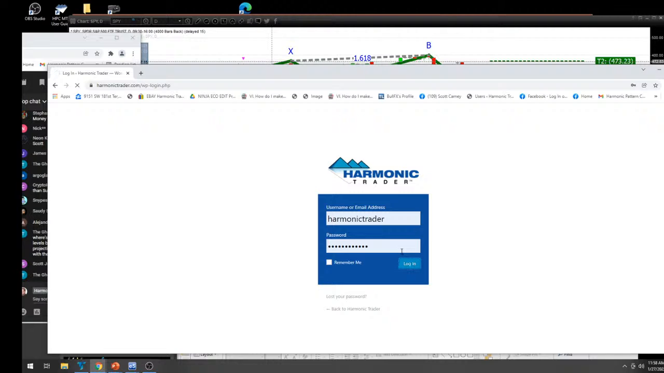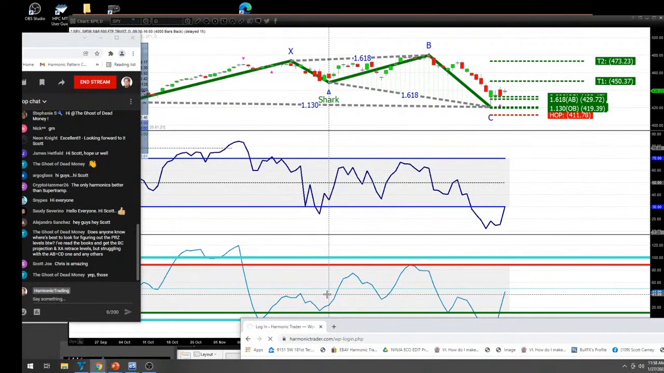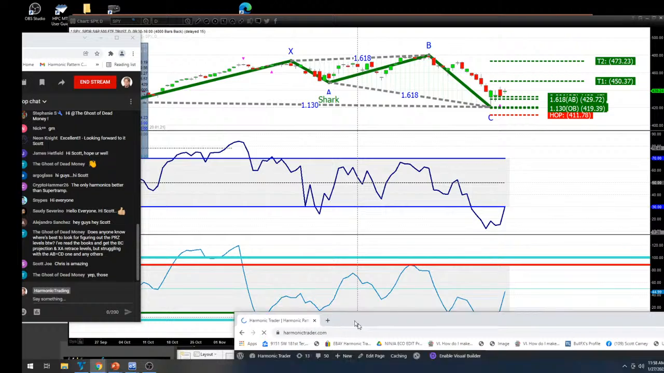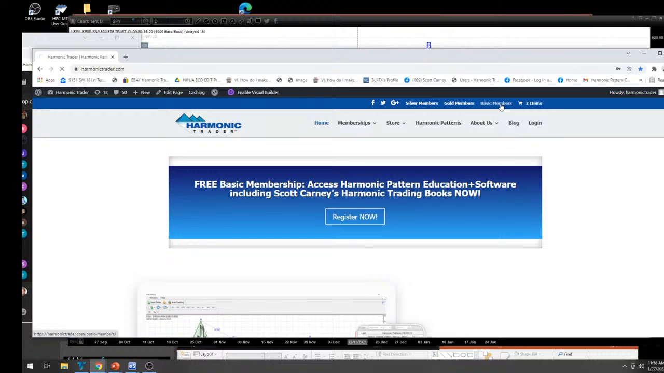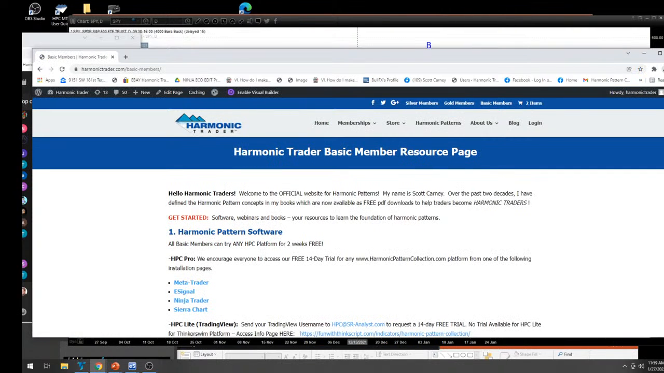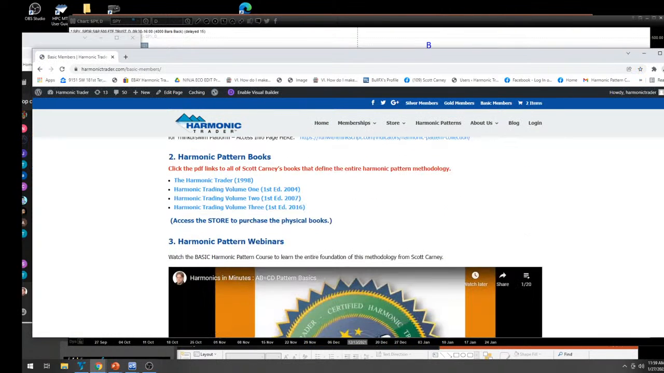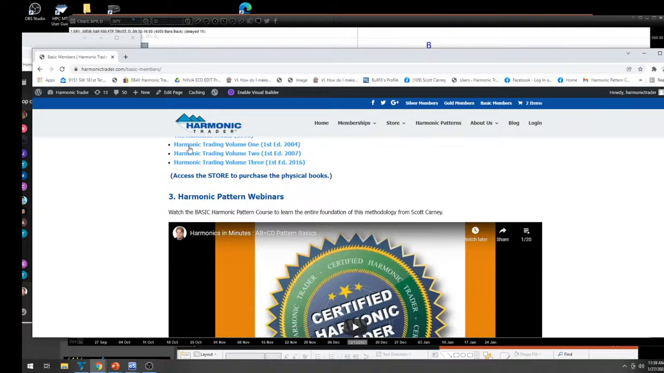But let's look at it really quick. How to figure out the PRZ, and you're struggling with the ABCD component. So let's take a step back and you go over to the basic members page, and for all of the detailed information for harmonic patterns, where all of the harmonic pattern foundation work came from, is Harmonic Trading Volume 1 that I released in 2004. There's no other book, folks.